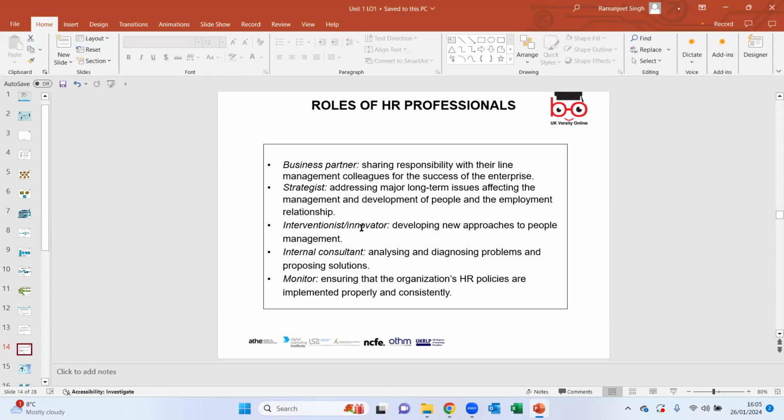Perfect. So just as we have the HR business partner, we have different roles within HR that can be monitored or done. A strategist is basically someone who is working on the issues that have been going on and coming up with new plans or strategies to overcome those issues. An HR innovator would be someone who develops new strategies or new approaches so that people can be managed better.